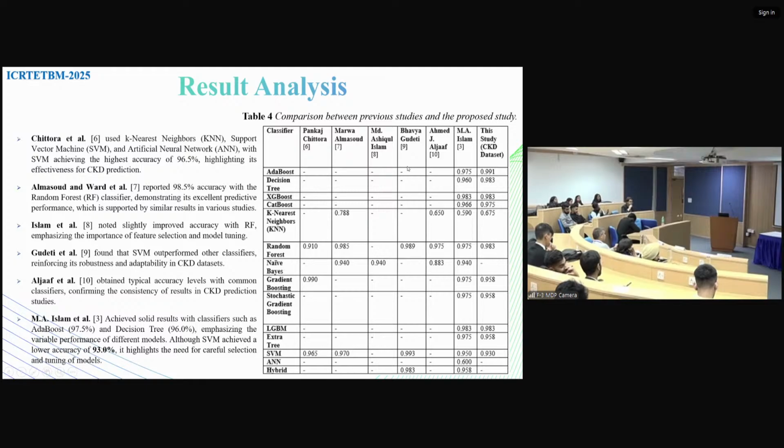As you can see, our AdaBoost has performed at 99.1% accuracy, which beat 0.990 by Pankaj Chitrora and M. Islam, who conducted the model evaluation, and the accuracy is presented here. Our performance was quite a bit better.